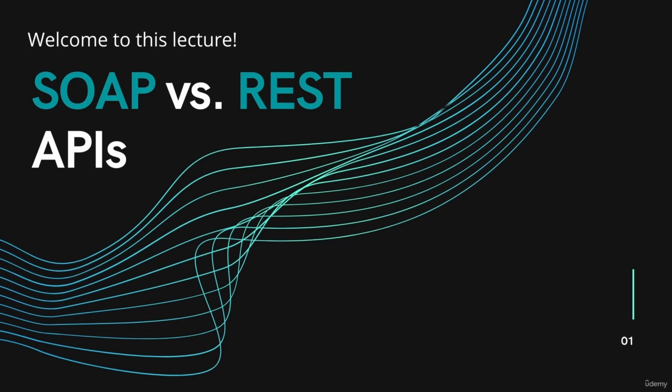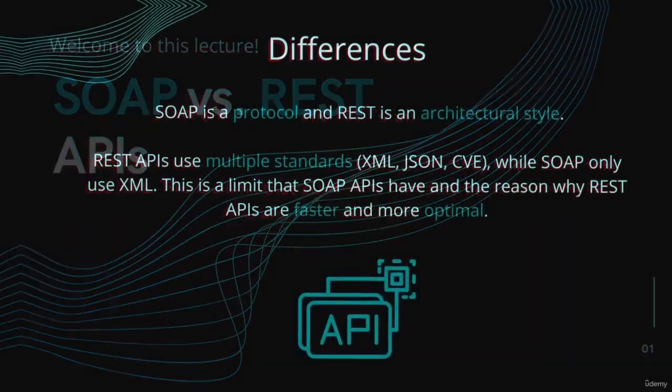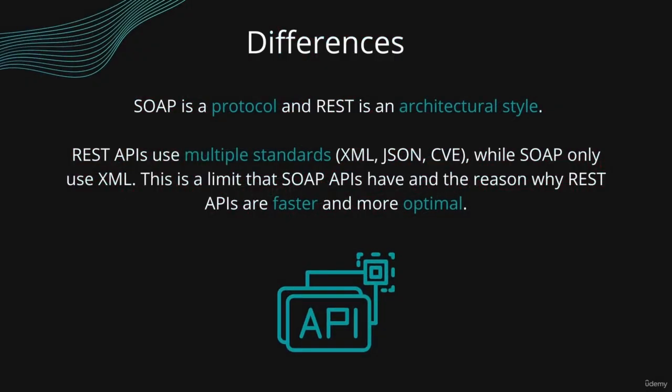In this lecture we are going to look at the comparison between REST APIs and SOAP APIs to understand which one would be better for us if we want to start developing our own API. So the main difference between SOAP and REST APIs would be that SOAP is a protocol and REST is an architectural style.